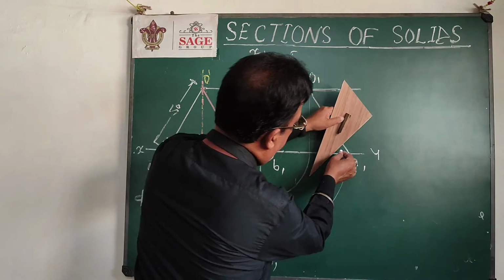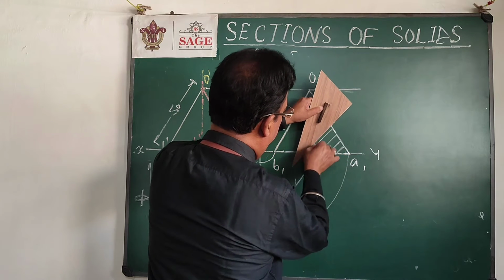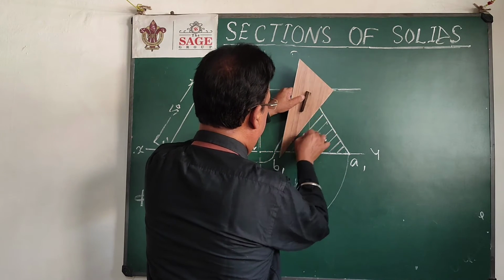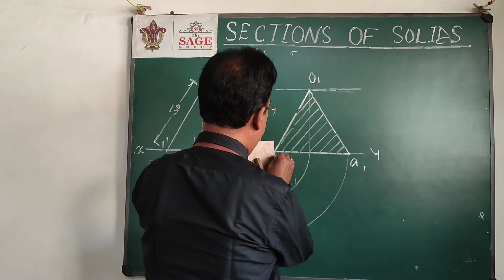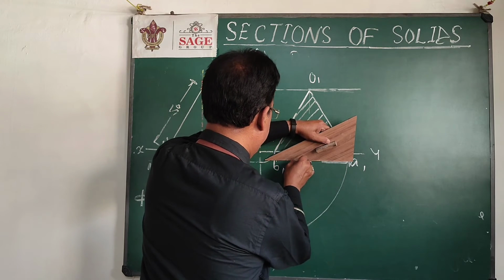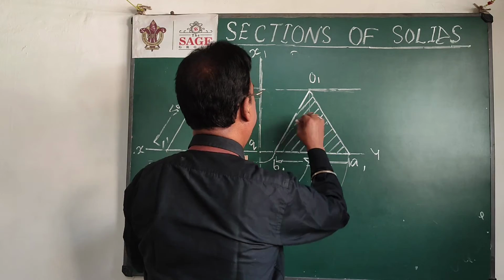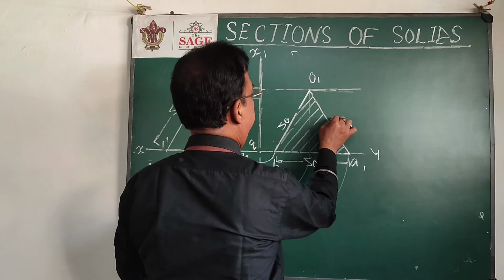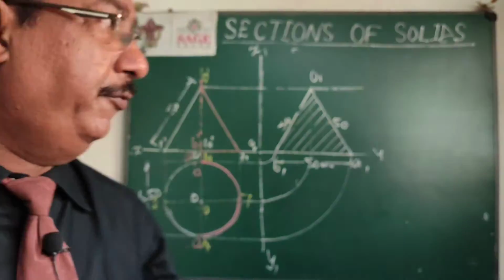That is again an equilateral triangle of side, if you want to measure this length, this length will be 50 mm. This is 50 mm. This is 50 mm. So this is the way.